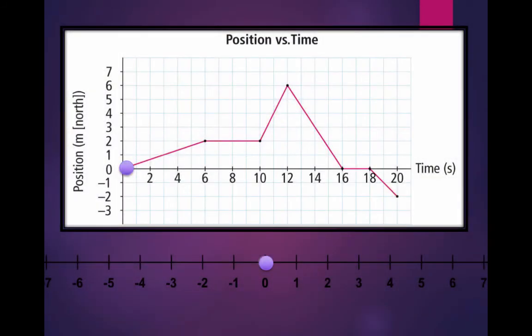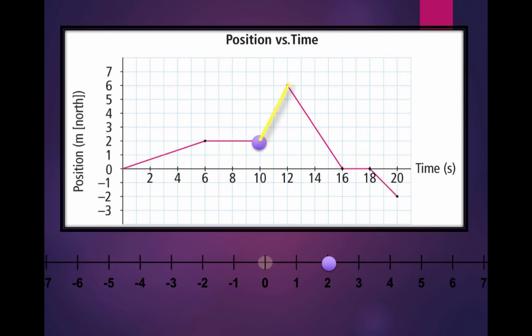Take a look at this position time graph. It has a series of straight lines on this position time graph, which indicates that the object travels at uniform motions for components of the graph. For the first 6 seconds, the object will move north 2 meters. From time 6 to 10, 4 seconds, the object remains stationary, or at rest.